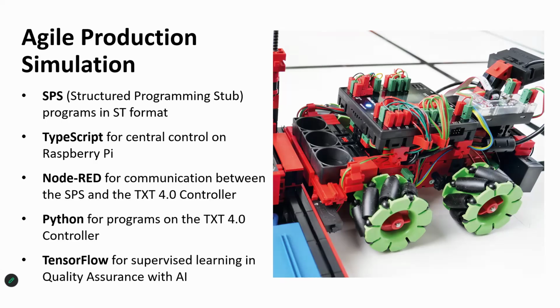Software used on the APS model includes SPS programs and structured text for the PLCs, TypeScript for central control of the Raspberry Pi, Node-RED for communication between SPS and the fischertechnik TXT 4.0 controller, Python for programs on the TXT 4.0 controllers, and TensorFlow for supervised learning and quality assurance with AI.